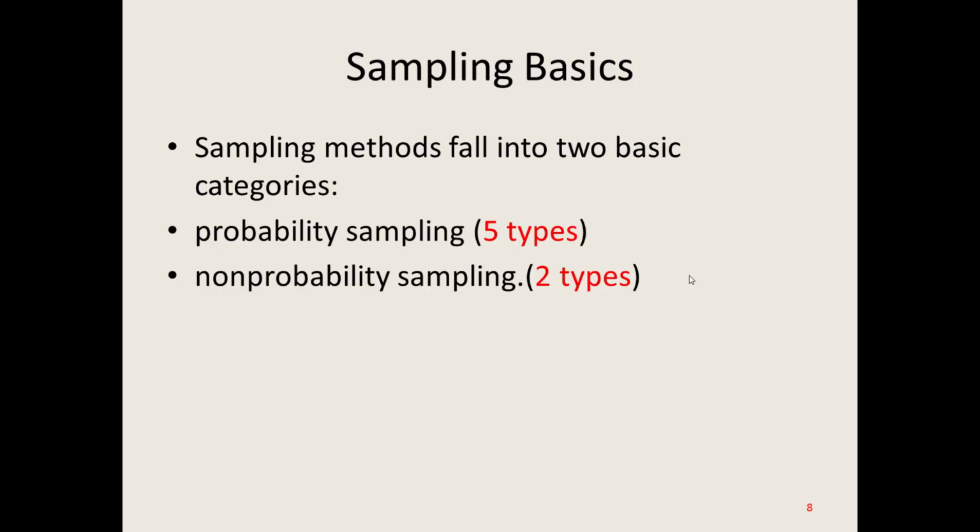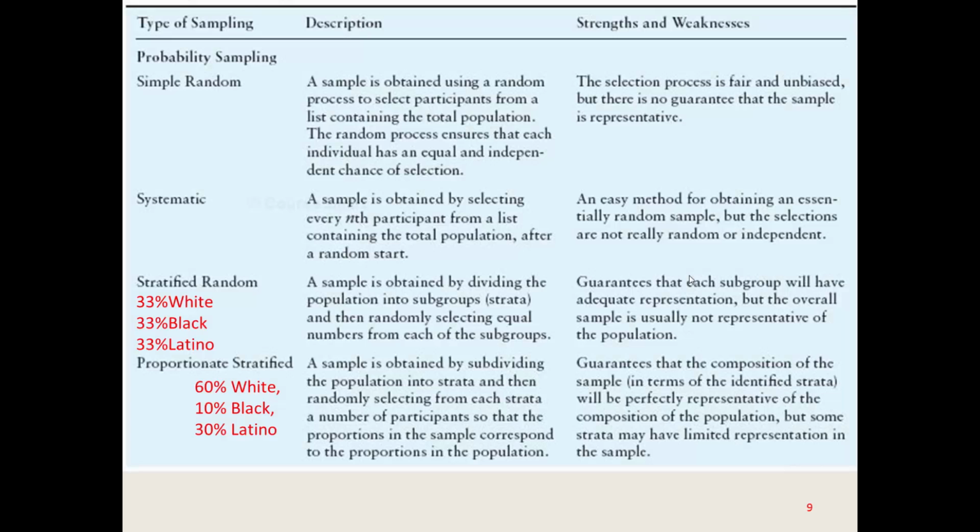In general, the sampling methods are categorized into two main categories: probability sampling and non-probability sampling. Probability sampling is the kind of sampling where some sort of randomness is involved. But non-probability sampling is when you use your accessible or available group of individuals.